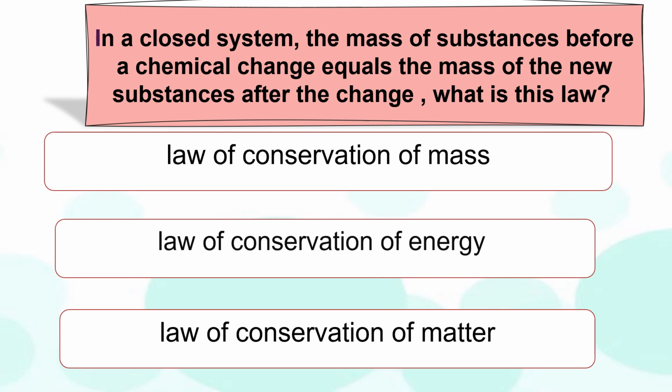In a closed system, the mass of the substances before a chemical change equals the mass of the new substances after the change. What is this law? Law of the conservation of mass, law of the conservation of energy, law of the conservation of matter. What is this law? Law of conservation of mass.